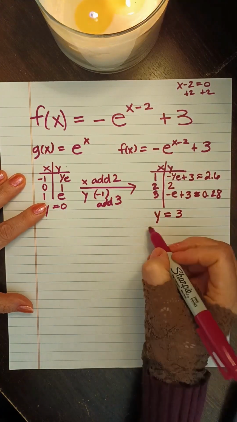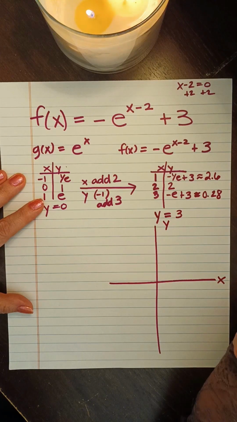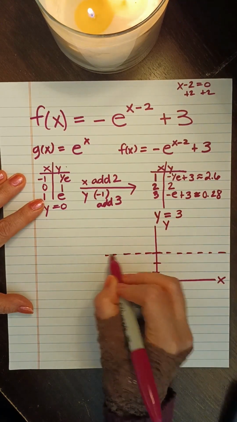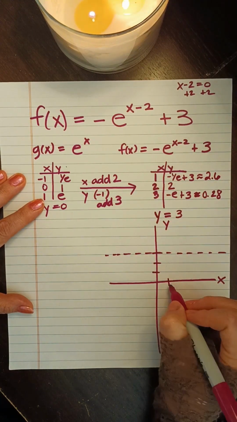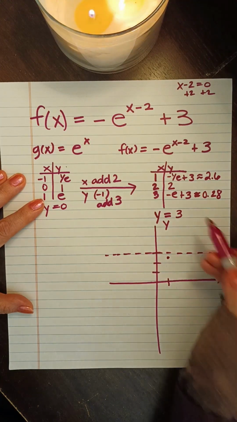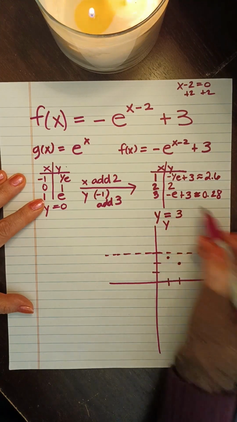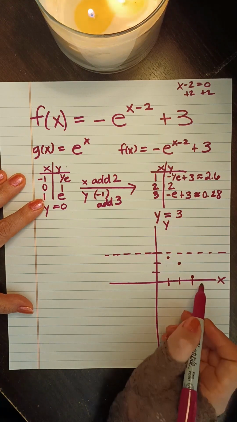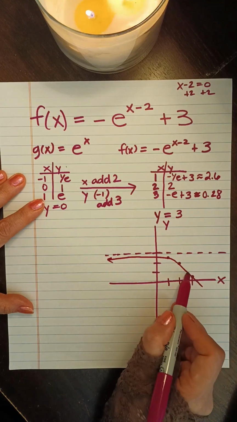Okay, so let's put all this down on the graph. I like to write my asymptote first, so y equals 3. So we have this here. And then our points: 1, 2.6, so 1 and then 2.6 right about here. 2, 2, so 2, 2 right about here, and then 3, 0.28 somewhere here. And then we're just going to follow the asymptote. We're not crossing or touching.